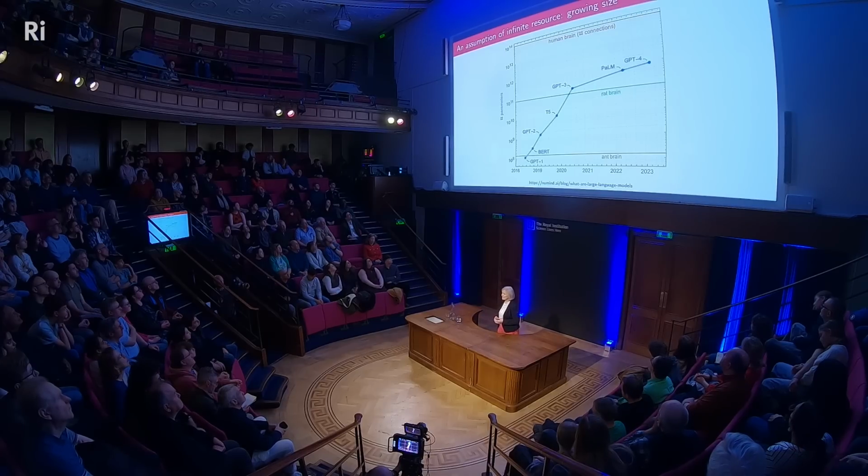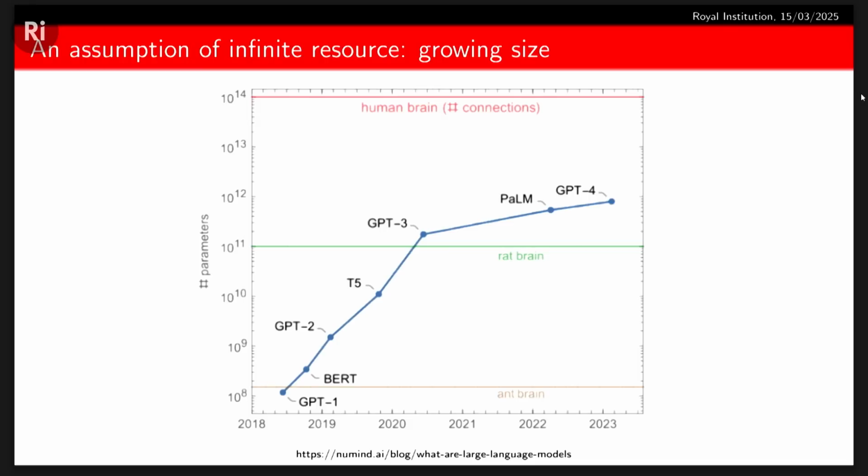So we can see this in all aspects of these models. I don't have these slides with DeepSeek on yet, but this was up to ChatGPT-4 last year. And this is looking at the internal structure of these models and how many connections they have. And you can see that they're growing. They overtook the size of an ant brain back in 2018, surpassed the rat brain soon after that, and are heading up towards the level of a human brain.